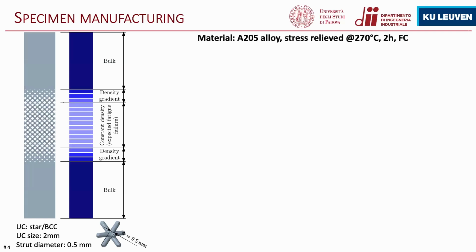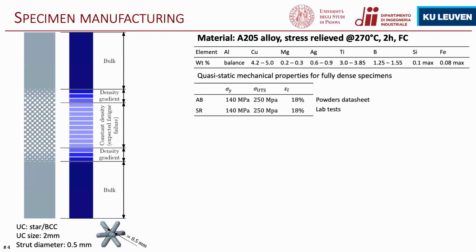The material used is an A205 alloy in stress relief conditions, heat treated to obtain stress relief at 270 degrees for 2 hours, followed by furnace cooling. And for the sake of completeness, I'm reporting here the chemical composition of the alloy because it's not that well known, and the quasi-static mechanical properties for the as-built material and the stress relief material.